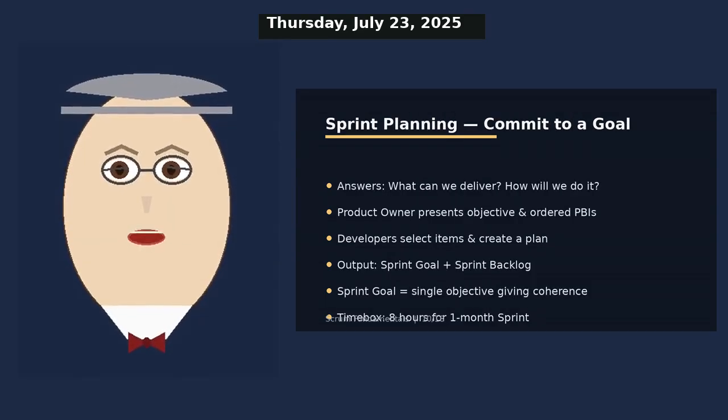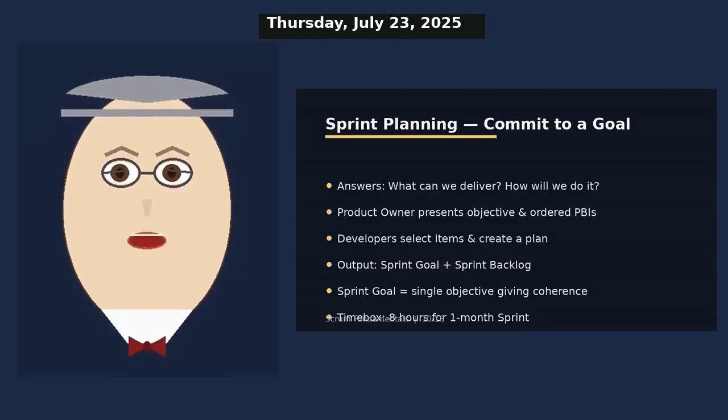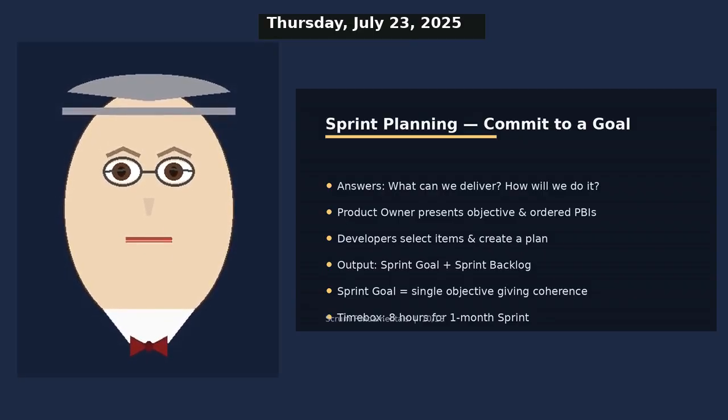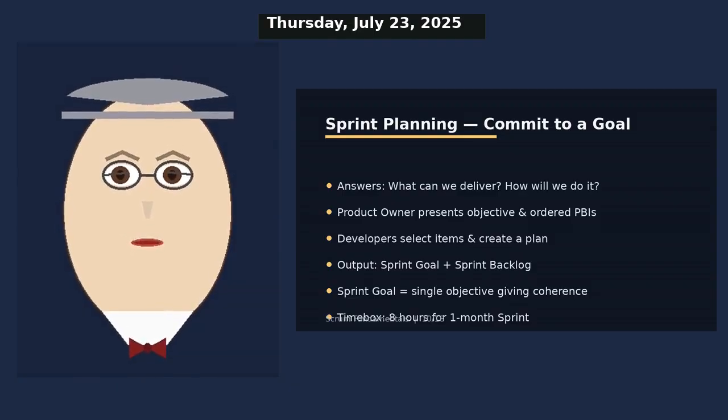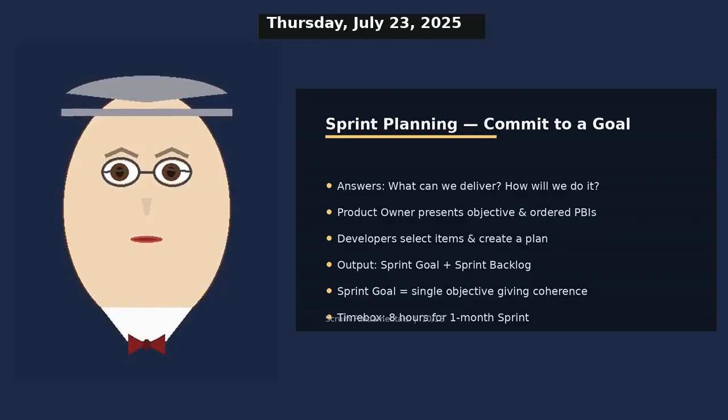Sprint planning answers 2 questions. What can we deliver this sprint, and how will we do it? The product owner presents the objective. Developers select items and create a plan. The sprint goal emerges, a single objective that gives coherence. The sprint backlog is the output, selected items plus the delivery plan.